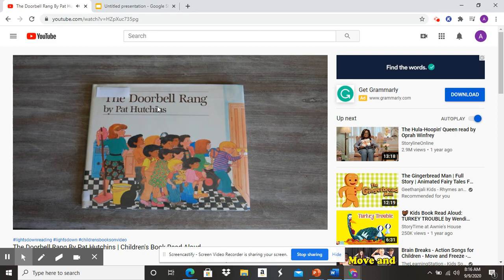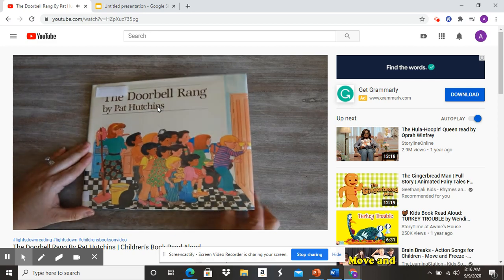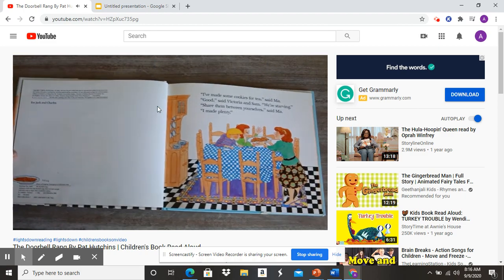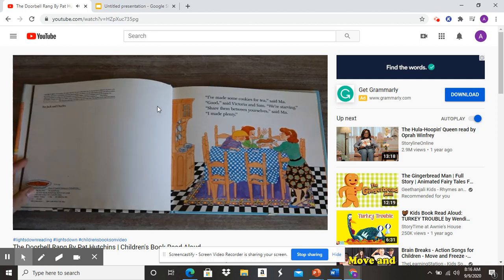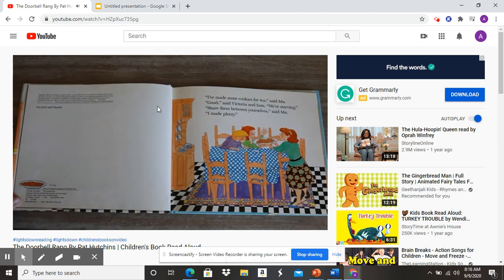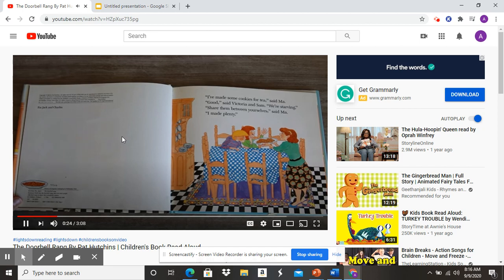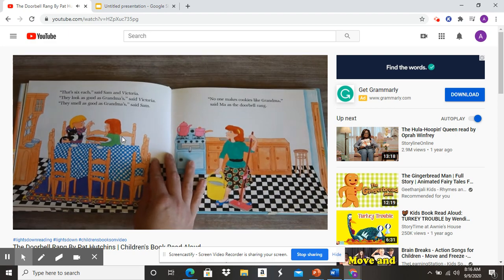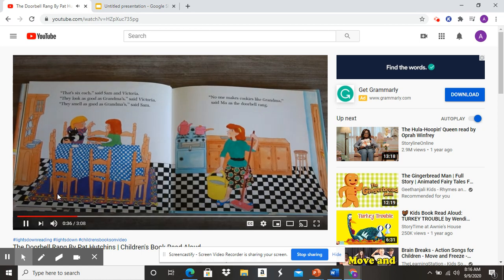The Doorbell Rang by Pat Hutchins. Between yourselves, said Ma. I made plenty. That's 6 each, said Sam and Victoria. They look as good as Grandma's, said Victoria. They smell as good as Grandma's, said Sam.